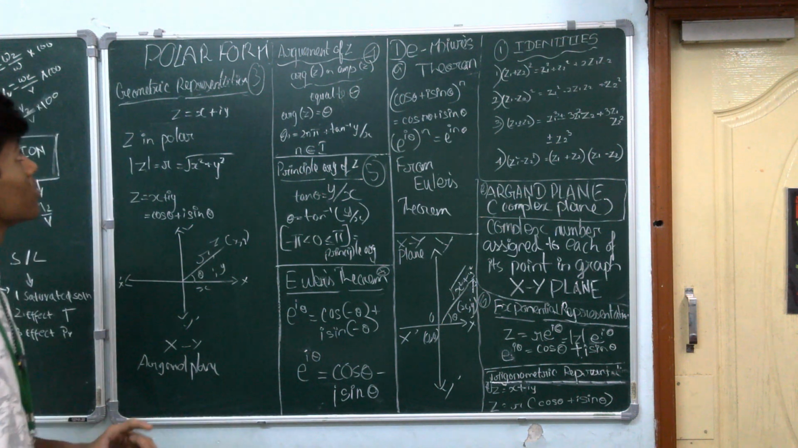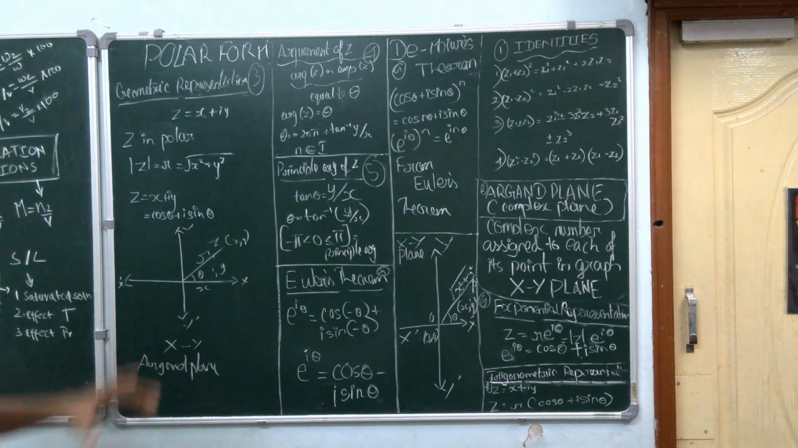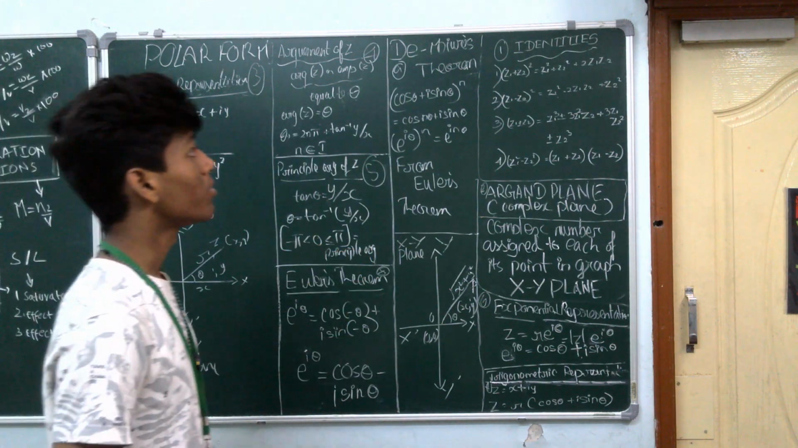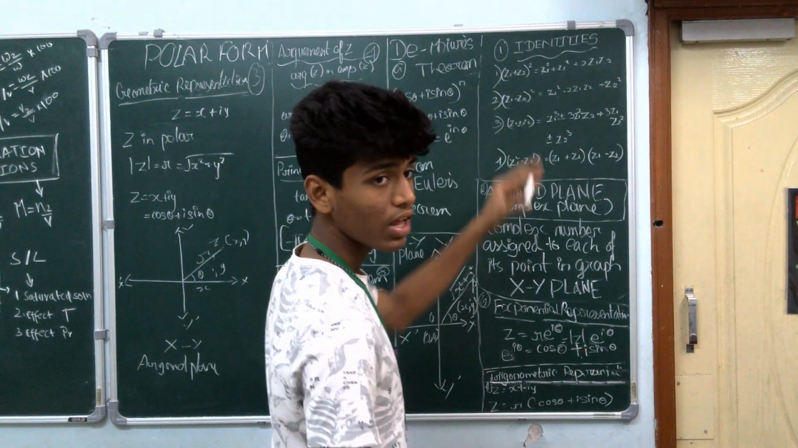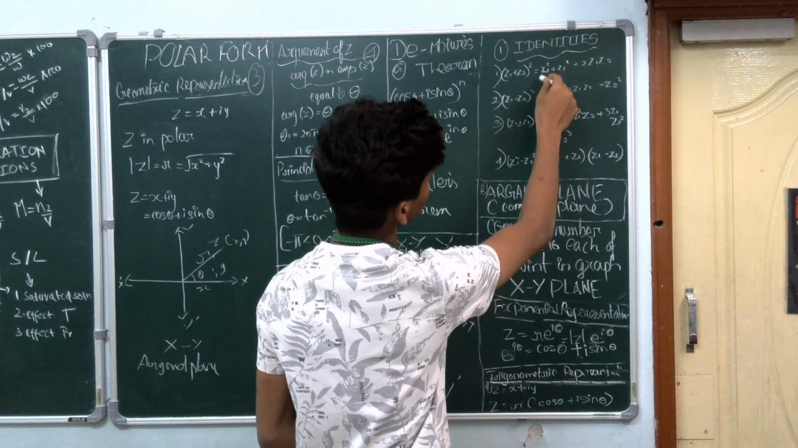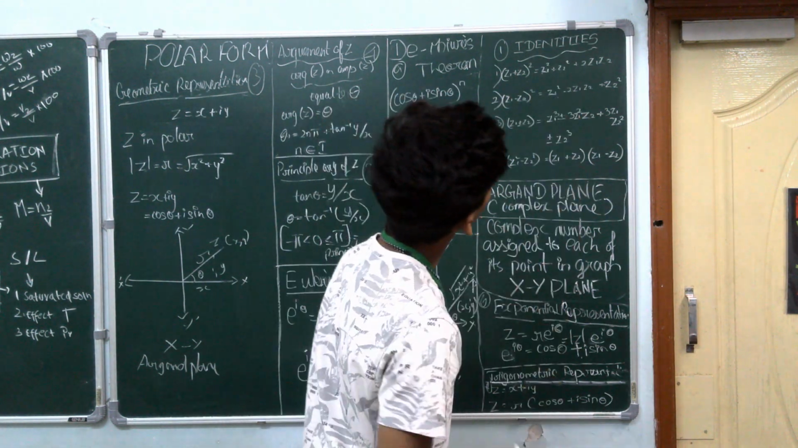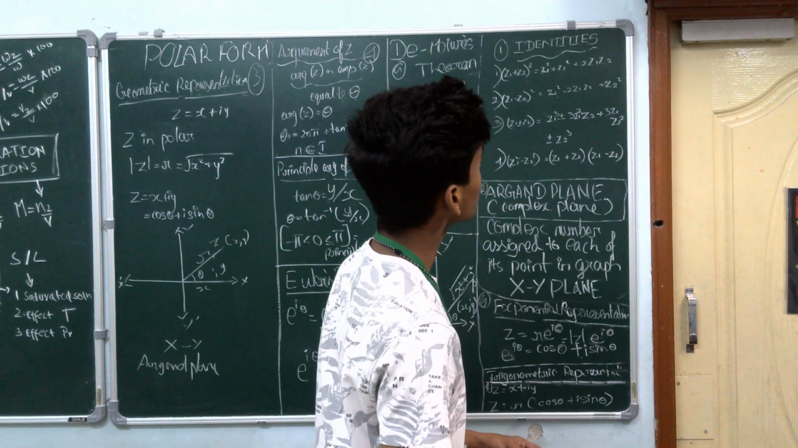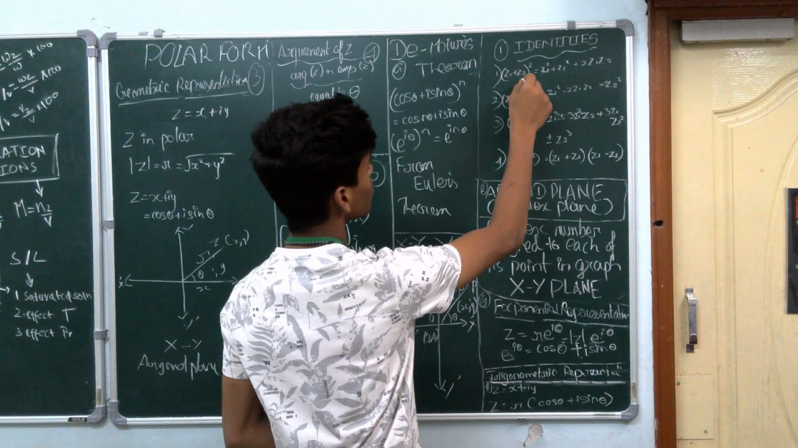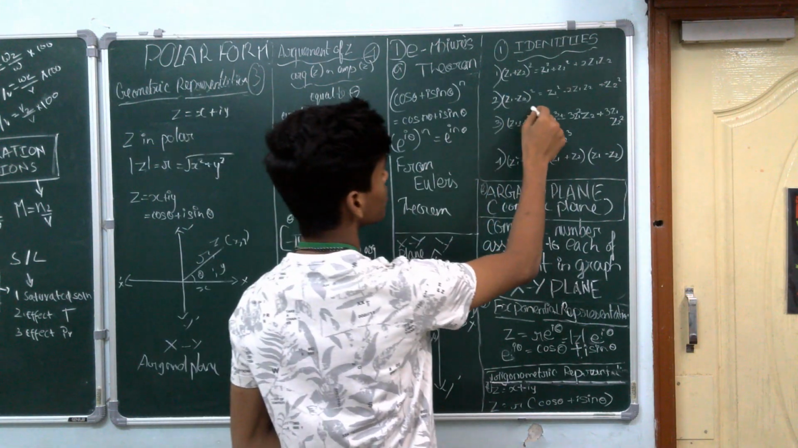The main important thing in complex numbers is the polar form and the Argand plane. Before that, there are some identities like (z1 plus z2) whole square is equal to z1 square plus z2 square plus 2 z1 z2, similar to (a plus b) whole square and (a minus b) whole square.